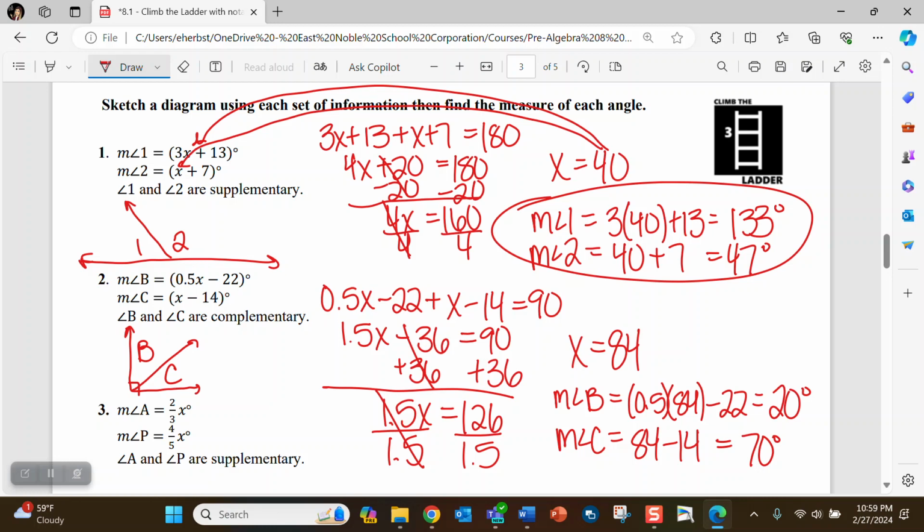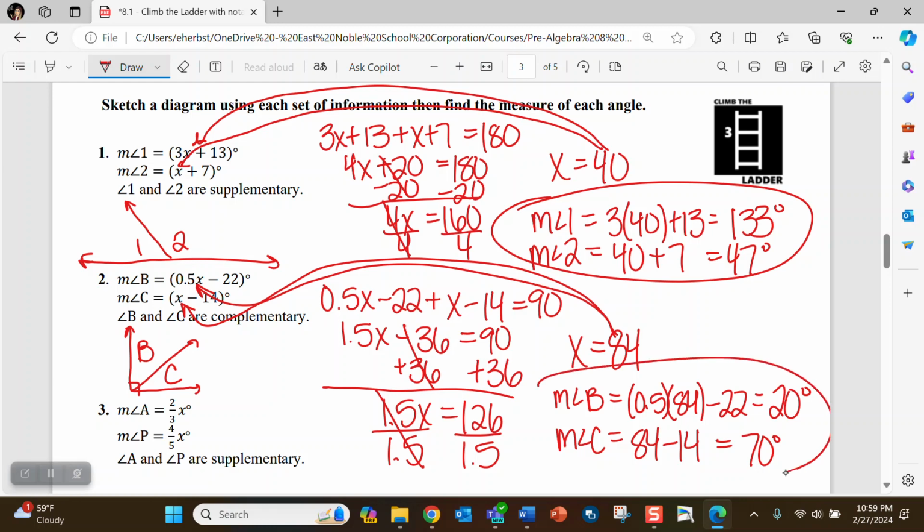So I simplified that to 1.5x minus 36 equals 90. Adding 36 to both sides, dividing both sides by 1.5, we get x equals 84. But again, this is not where you stop. We're going to take that 84 and plug it in for both of the x's in angle B and angle C. And you can see that work here, where we get a final answer of 20 degrees for the measure of angle B, and 70 degrees for the measure of angle C.